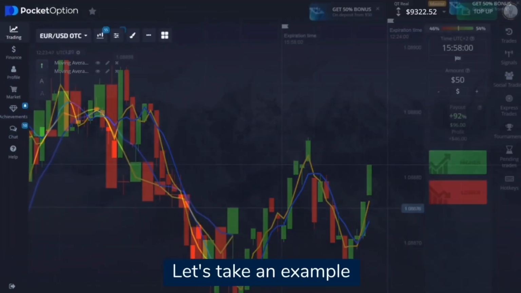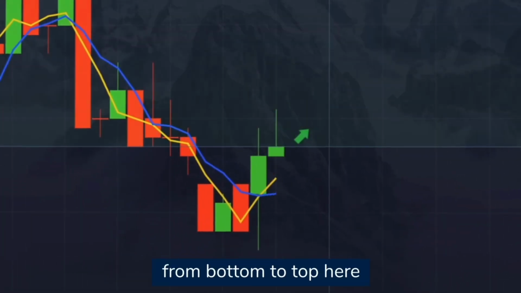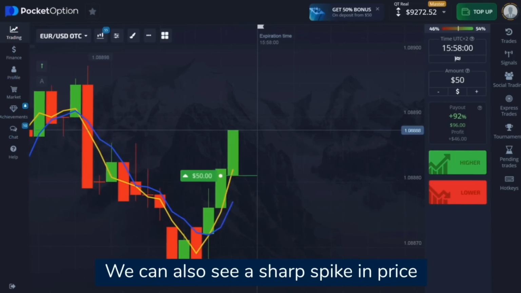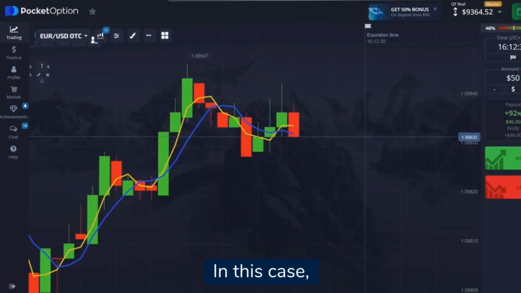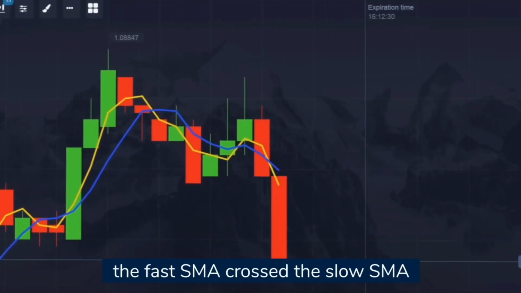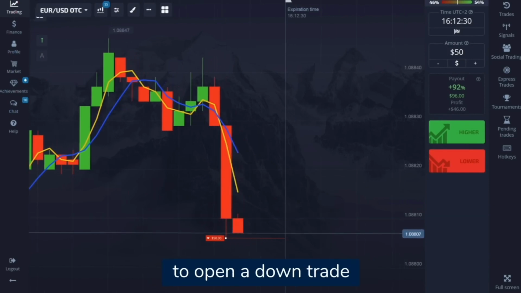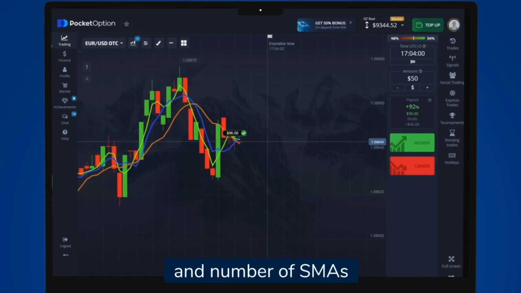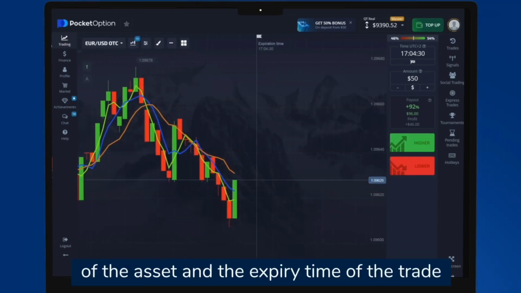Let's take an example. The fast SMA crossed the slow one from bottom to top here. We can also see a sharp spike in price. This was a perfect moment to open an up trade. In this case, the fast SMA crossed the slow SMA from top to bottom, and the price went down. It's a great moment to open a down trade. Experiment with different time frames and number of SMAs depending on the volatility of the asset and the expiry time of the trade.